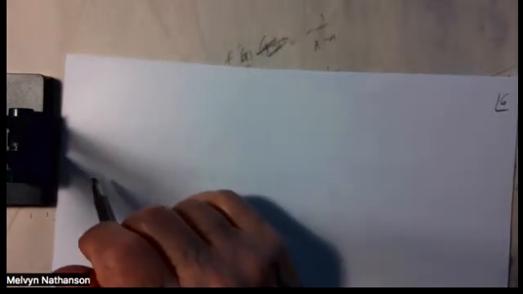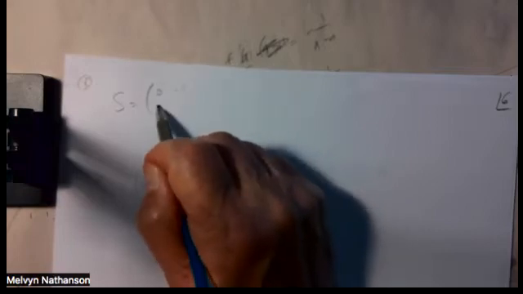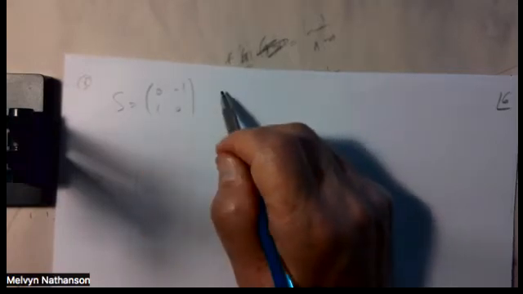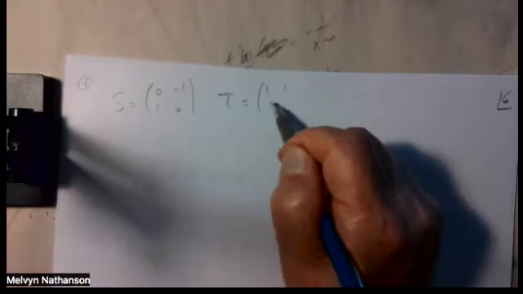Let's look at problem 6. We have to do a matrix calculation. So S is the matrix 0, minus 1, 1, 0. And T is the matrix 1, 1, 0, 1.